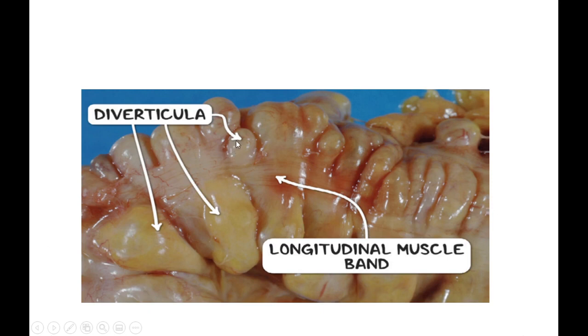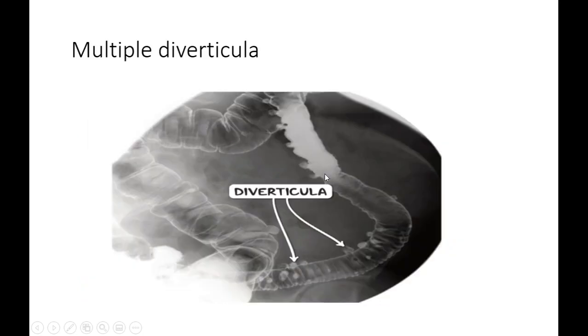Diverticula is the plural of diverticulum. It is usually seen on both sides of the longitudinal muscle band, on both borders of the longitudinal muscle band. Here, multiple diverticula. X-ray or barium enema showed multiple diverticula, multiple intraluminal projections made of mucosa and submucosa.